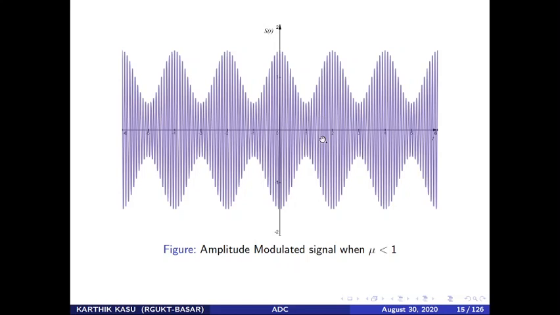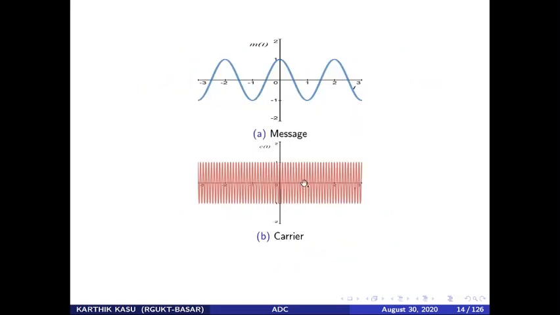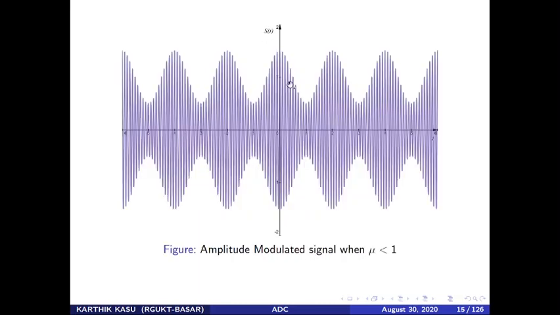Now you can clearly observe that the amplitude is varying. It is no more a constant. Before modulation, the amplitude of c(t) is constant. After modulation, it is changing. How is it changing? According to the message signal. If the message signal is more, it is more. If the message signal is less, it is also less. I'll explain in detail later.